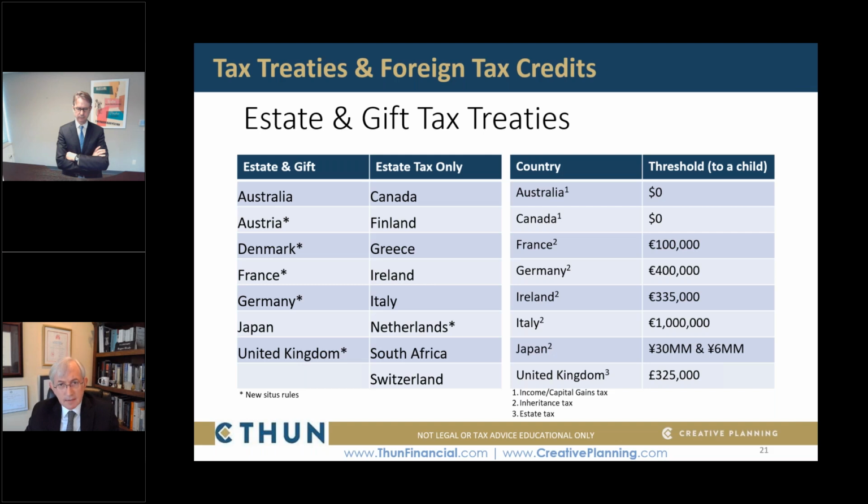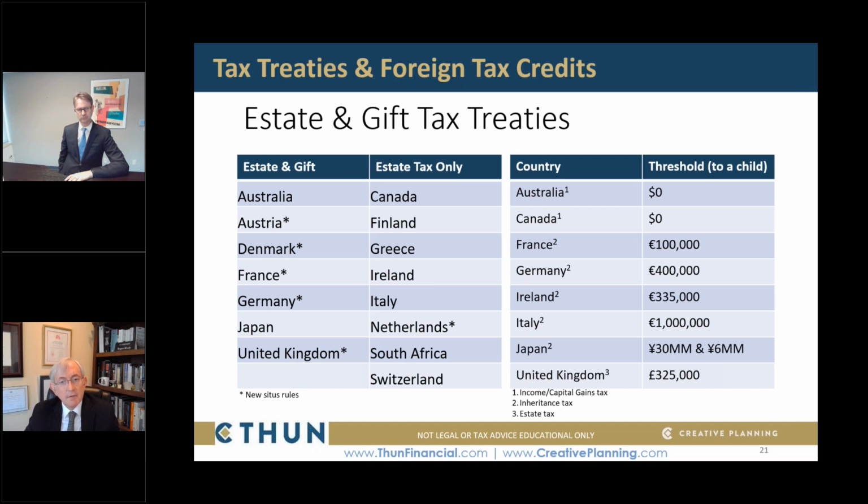On the next table is a list of countries and the thresholds for gifting to a child. Now, importantly, in most of these countries, you can make unlimited gifts to your spouse. But if the recipient of your estate is going to be one of your children, these are the levels at which the estate tax or the inheritance tax in that country starts to kick in. Now, the first two, Australia and Canada, are relatively common for US expats, and they have quite different treatment.